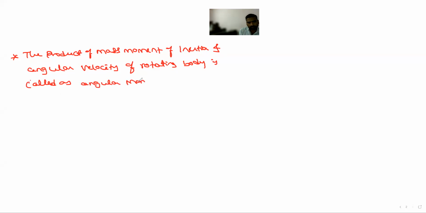Angular momentum. You have written it in yesterday's class, that is I times omega. See, these definitions are important for your multiple choice questions. He is not going to ask you derivation. He is going to give the definition. So angular momentum is a product of mass moment of inertia and angular velocity of rotating body.